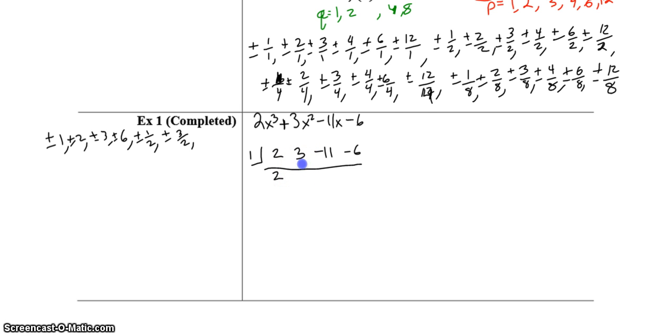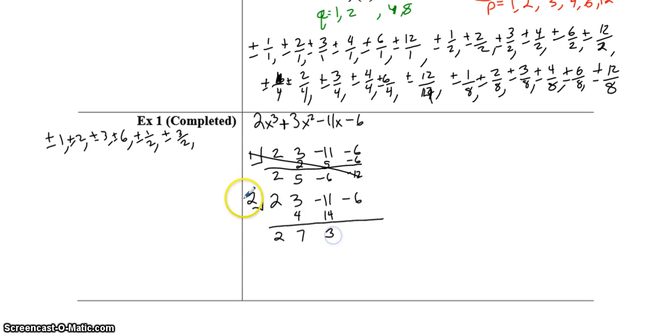Is 1 a zero? So bring the 2 down, multiply, add. Multiply, add. Multiply, not a zero. Let's try 2. Bring the 2 down, multiply, add. Multiply, add. Multiply, add. We got a 0. So x equals 2 is a zero.